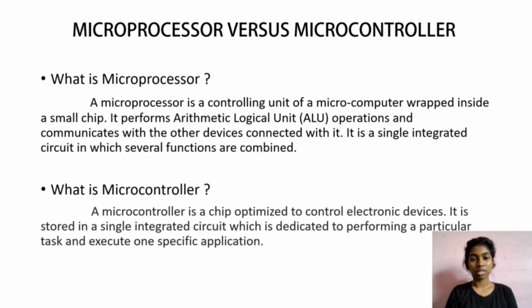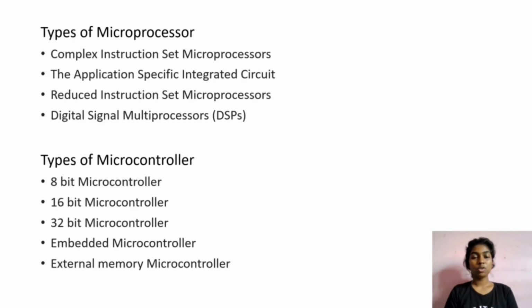What is a microprocessor? A microprocessor is a controlling unit of a microcomputer wrapped inside a small chip. It performs arithmetic logical unit operations and communication with the other devices connected to it. It is a single integrated circuit in which several functions are combined. What is a microcontroller? A microcontroller is a chip optimized to control electronic devices. It is stored in a single integrated circuit which is dedicated to perform a particular task and execute one specific application.